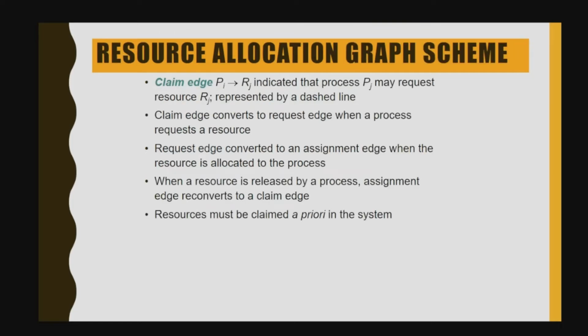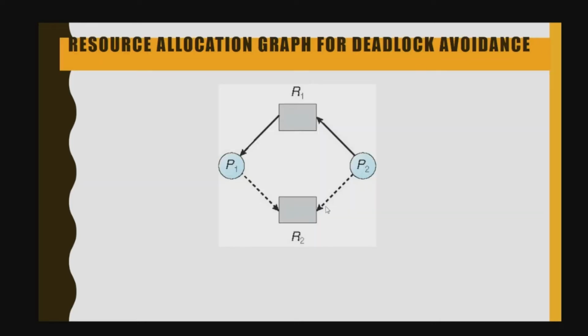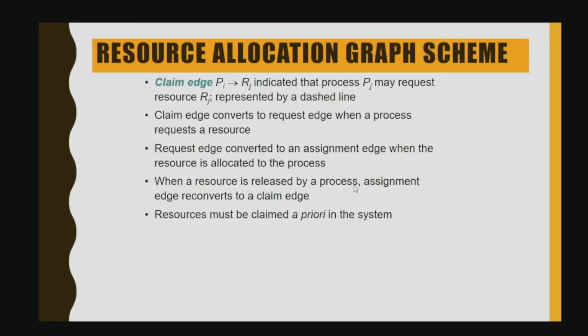In the resource allocation graph scheme, we have the claim edge, P to R, process to resource. This claim edge indicates that the process P may request a resource from R. This claim edge is represented by a dashed line. This is an example of a dashed line.